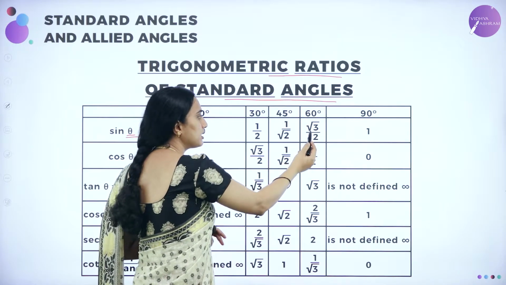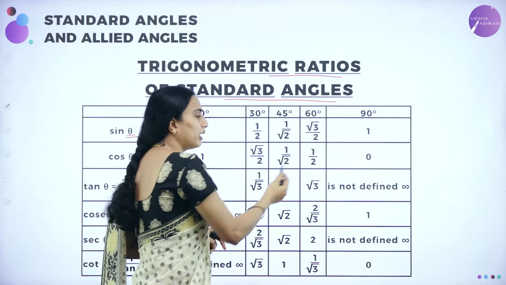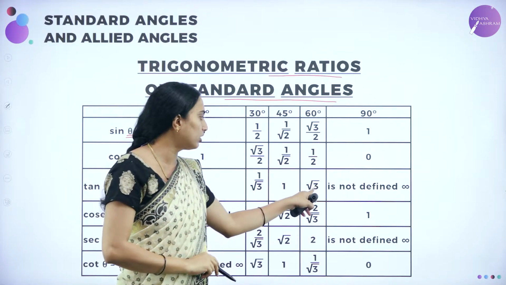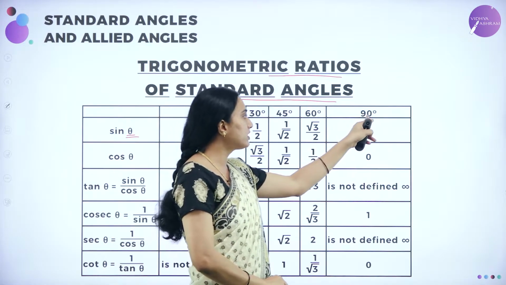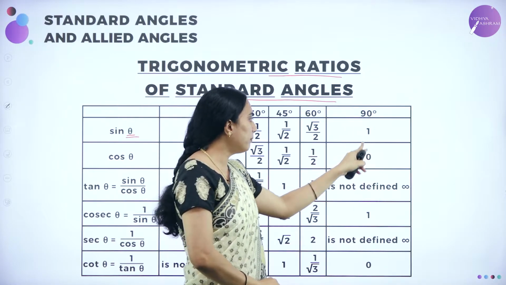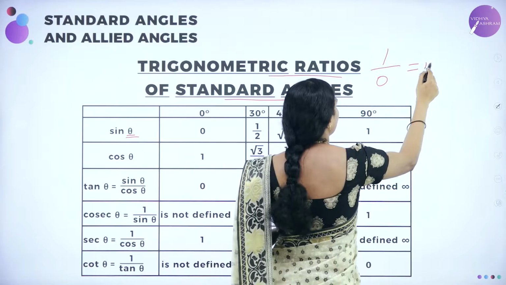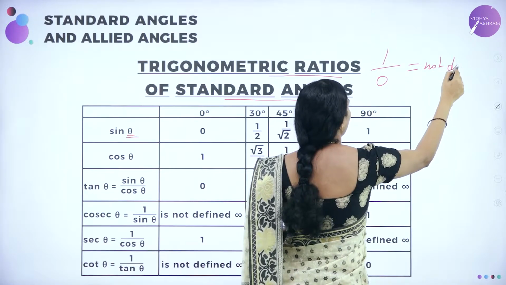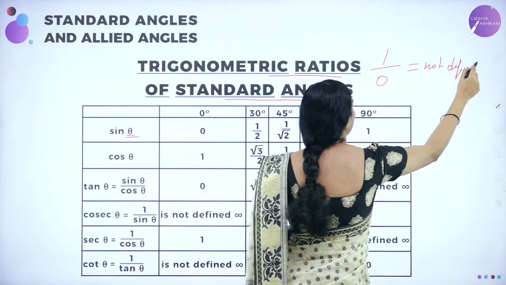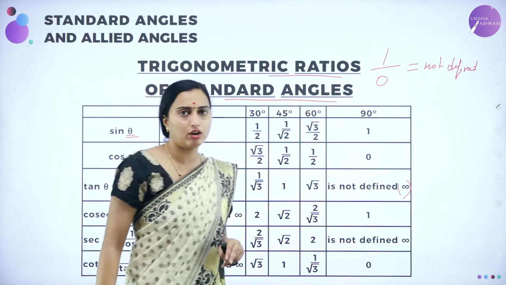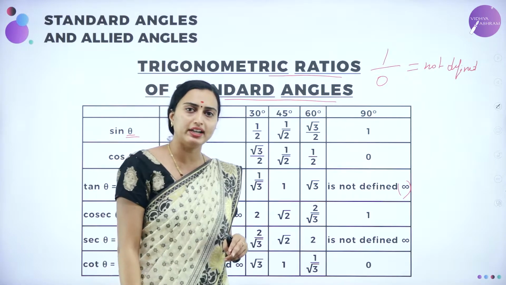Similarly, for 60 degree, it is root 3 by 2 divided by 1 by 2. The 2 will get cancelled. Root 3 by 1 is always root 3 only. Again, you are going to have tan 90 degree, which is 1 by 0. What is 1 by 0? Anything divided by 0 is not defined. That is the value here, you are going to have it as not defined. Otherwise, you can take the value of infinity. Not defined means infinity, you are going to write it as.